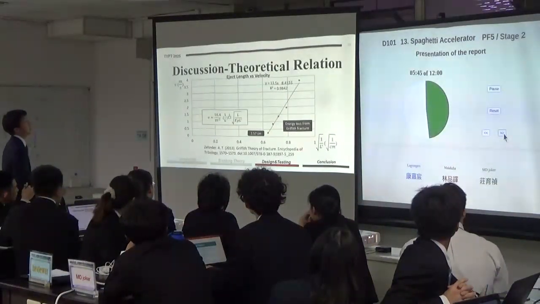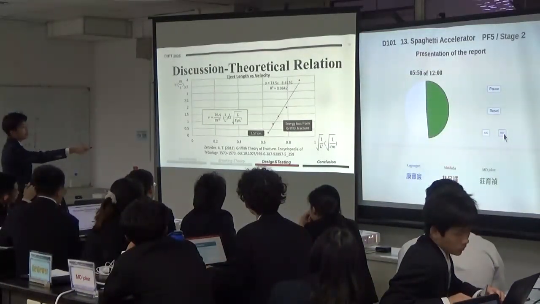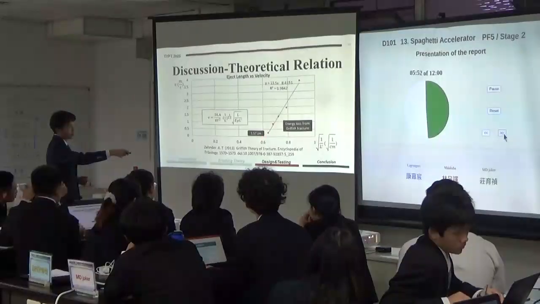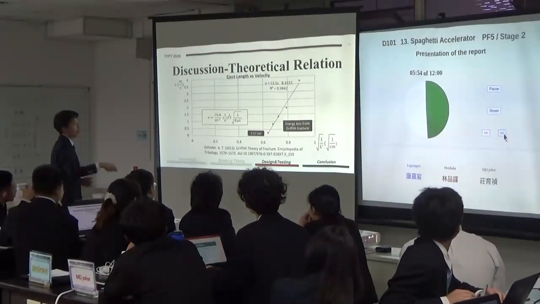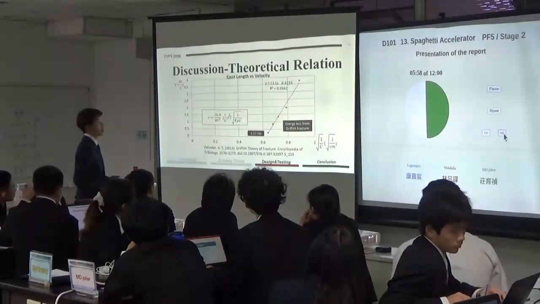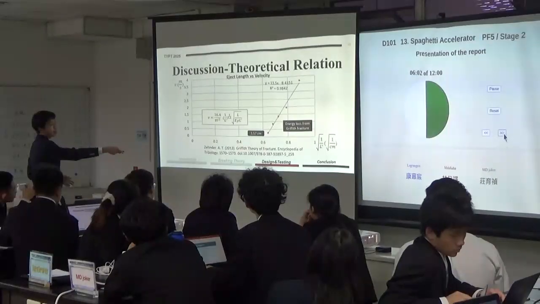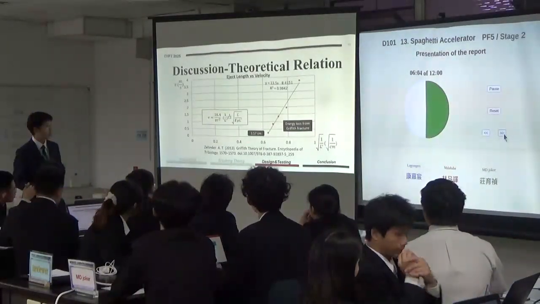And now, let's talk about the discussion of the theoretical relation. So this line is a theorem, and these dots are the data. And so as you can see over here, there are deviations. And this is the energy loss from the fracture, where we cited Griffith's theory of fracture over here.